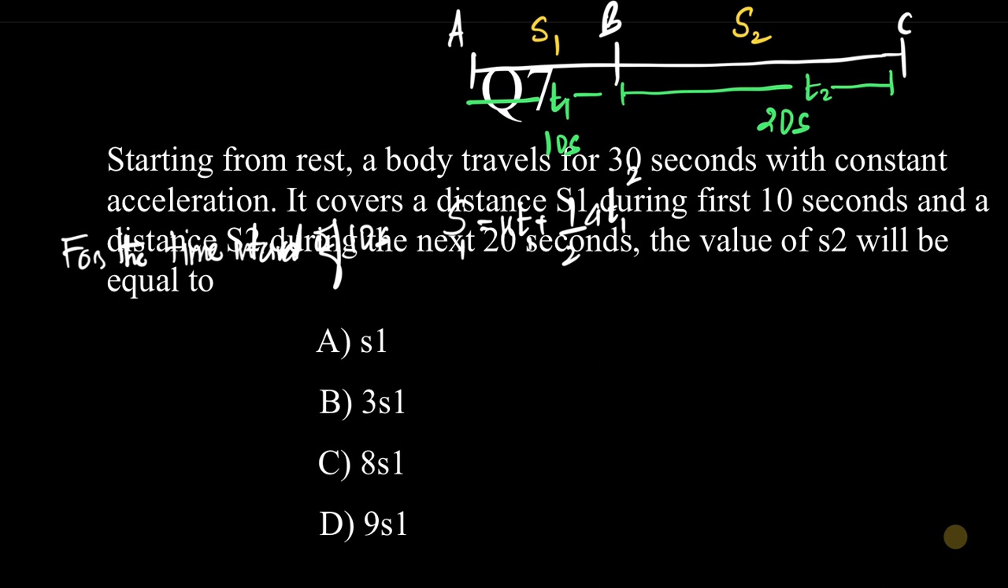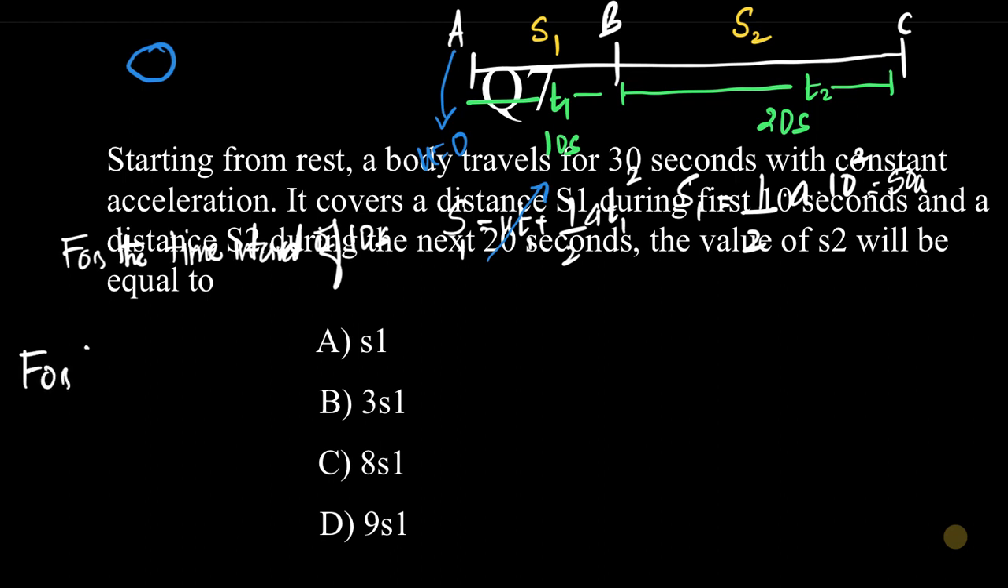But we know that the velocity at A is equal to 0 because the body is beginning from rest. So this term will get eliminated. So what do we get? S1 is equal to half into A into T1 square. T1 is 10, 10 square is 100, 100 by 2 is 50. So this is 50A.